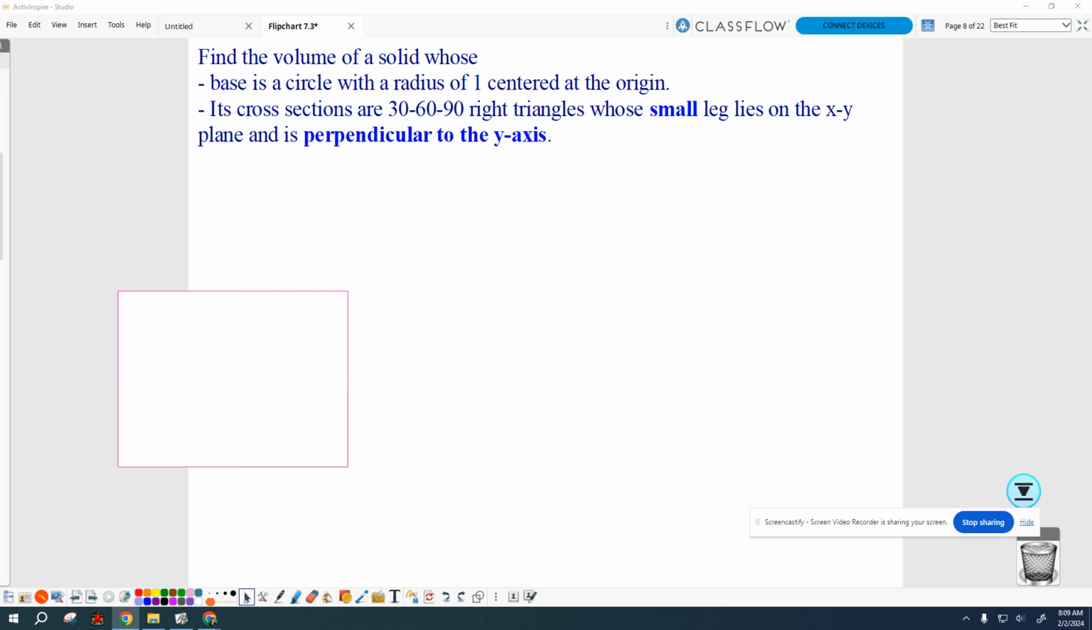Well, shoot. They didn't even give us a picture or an equation, which is why I asked one of the questions on the warm-up. What is the equation for this? X squared plus y squared equals 1?